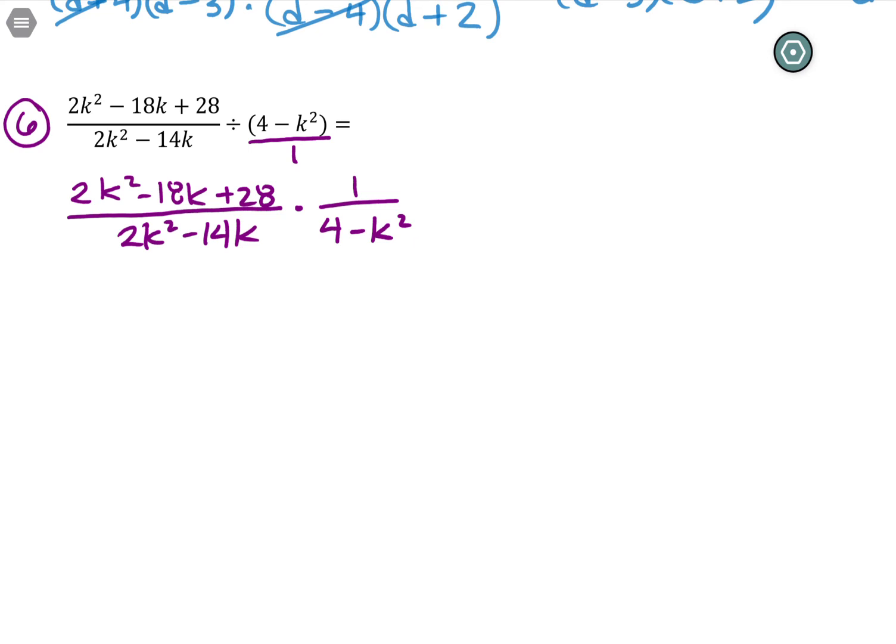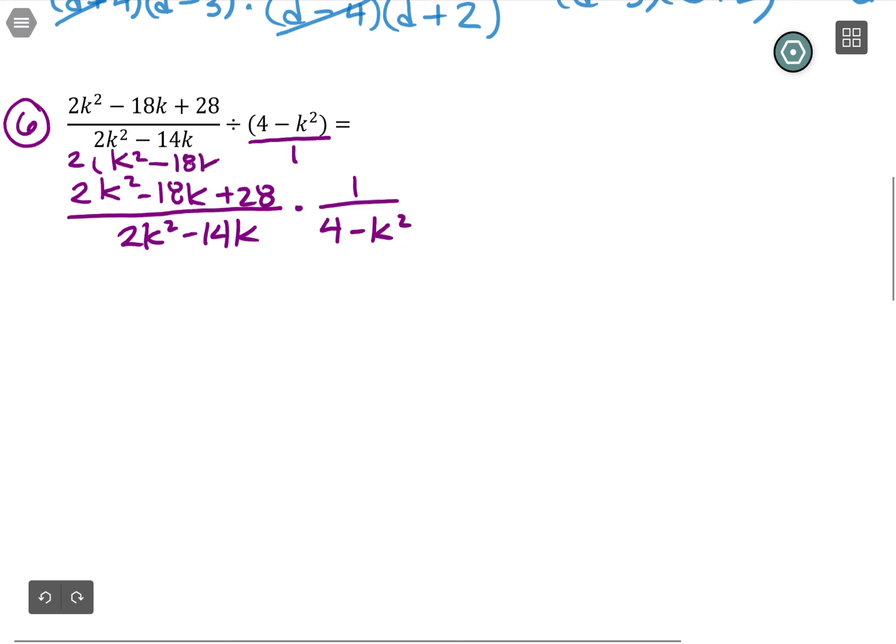like to reduce my fraction first if possible. It makes life a lot easier, although I think I might end up writing an extra step because I'm seeing that I have some common factors. So I can factor a 2 out of the top. I get k squared minus 9k plus 14.